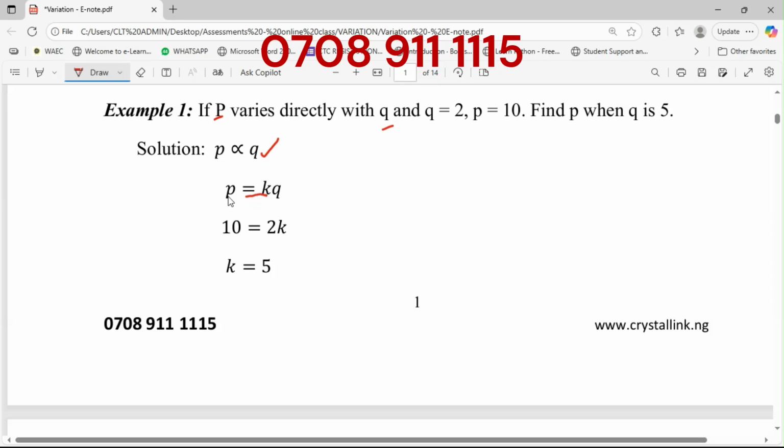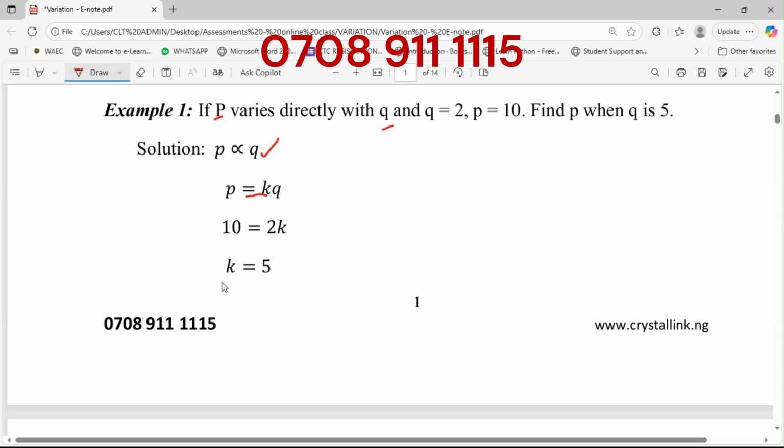That's why here we see what? In place of P, we are putting 10. And in place of Q, we are putting 2. So K times Q, that means K times 2 will give us 2K. Then divide both sides by what? Since we are looking for K, divide both sides by 2. You see K will be equal to 10 over 2, which gives us 5. So this is what is called the equation of relation.